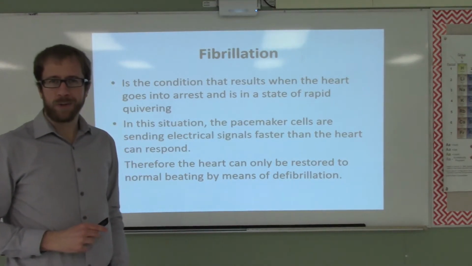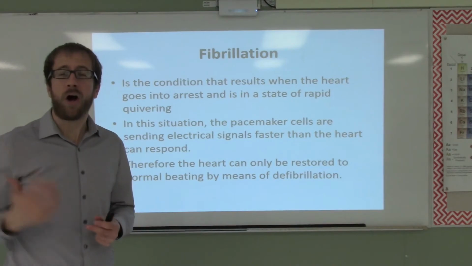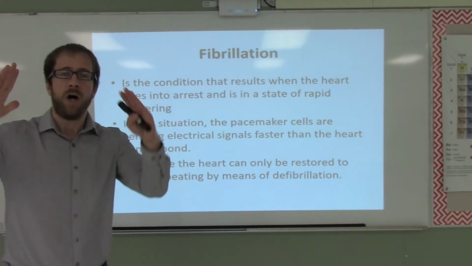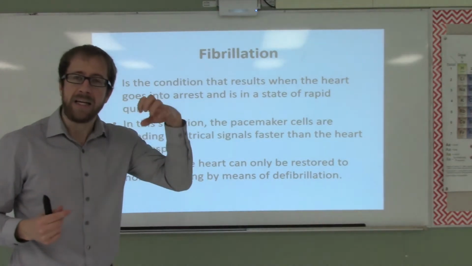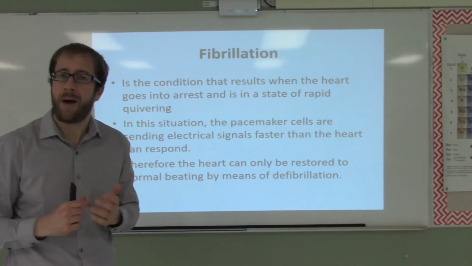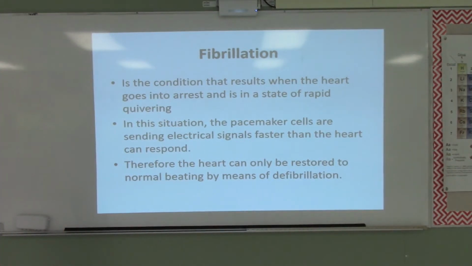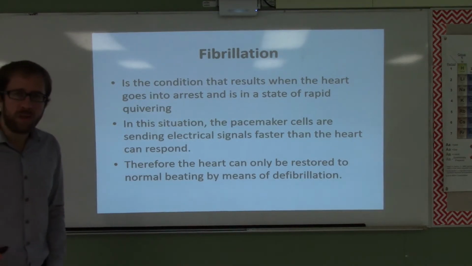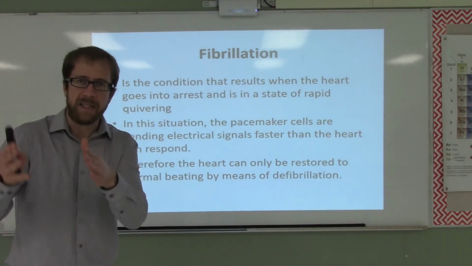Now, unlike medical drama shows where they show the EKG completely flatlining, your heart has not stopped. What has happened is the electrical signals now are all jumbled. They're all mixed up. Your heart's just randomly contracting, and it's not contracting in sequence, in concert, and therefore blood is not pumping. So in this situation, the pacemaker cells are sending electrical signals faster than the heart can possibly respond, and the only thing that can restore what's called normal rhythm, sinus rhythm, is a defibrillator.